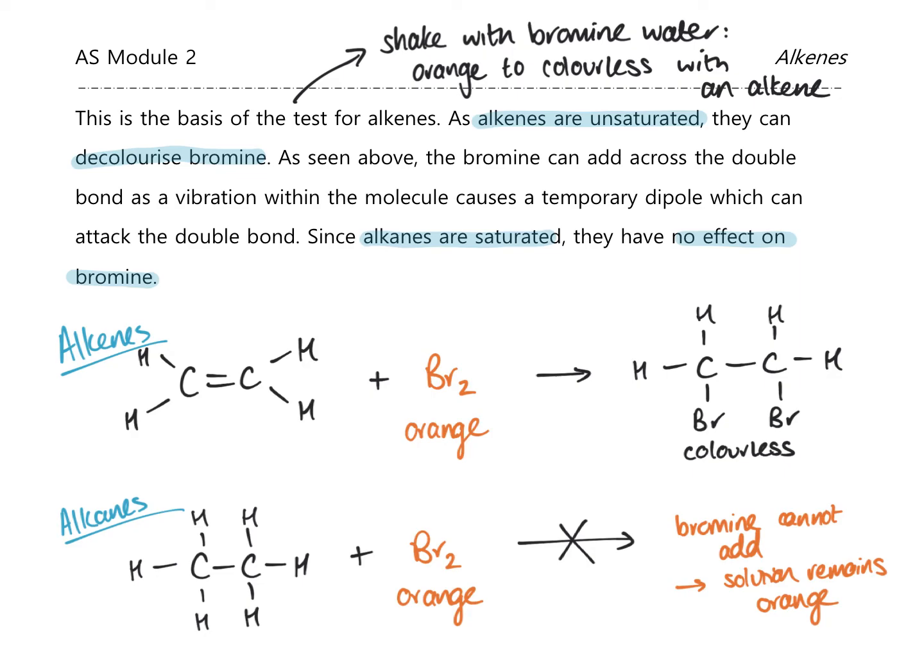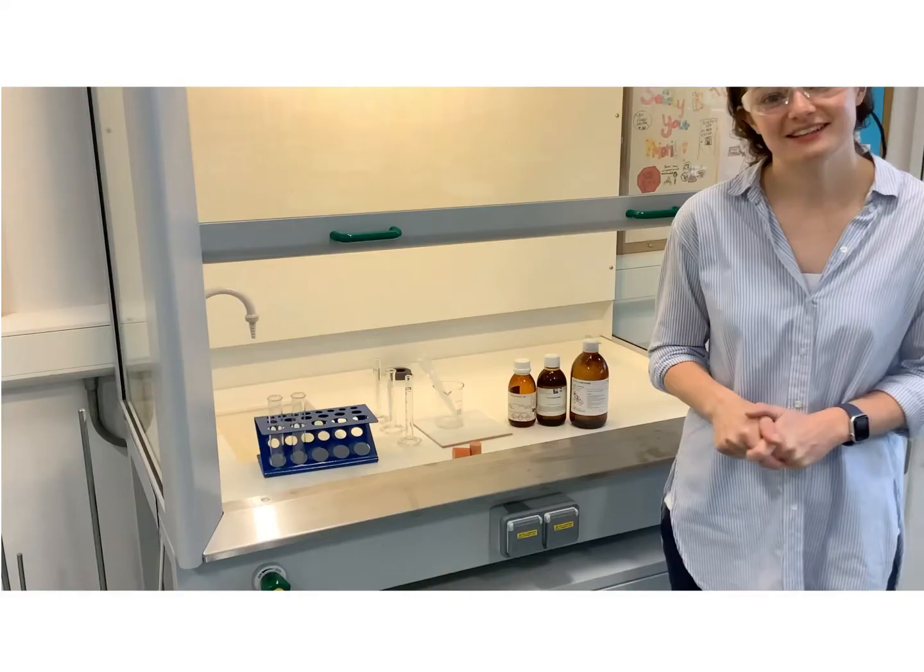Therefore, this is used as a test between alkenes and alkanes. If you had two, say, colourless liquids and you didn't know which was the alkane and which was the alkene, this is a test that you could do to distinguish between the two. Add a bit of bromine water to each and shake them so they react together and mix. The one that decolorizes the bromine will be your alkene. The one that remains orange will be your alkane. I'm going to show you a quick practical video of me carrying out this experiment so that you can see the observations of this reaction for yourself.